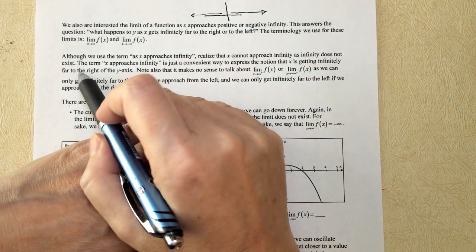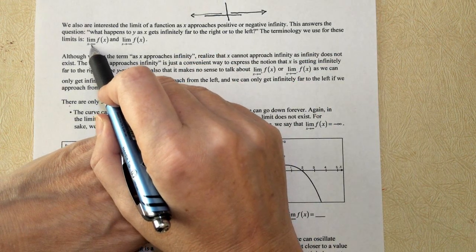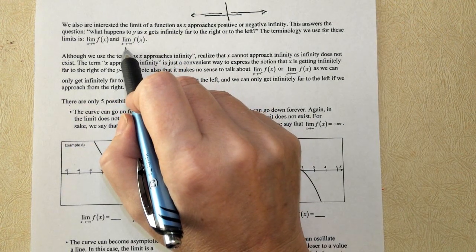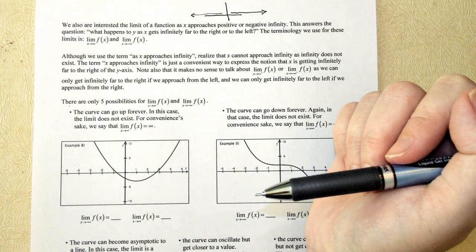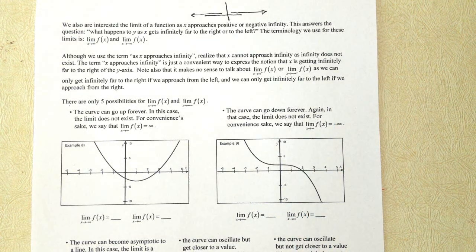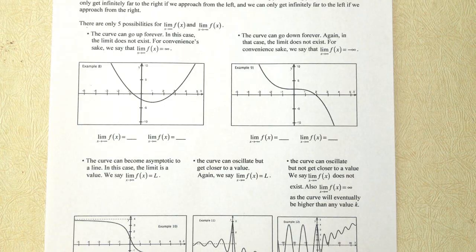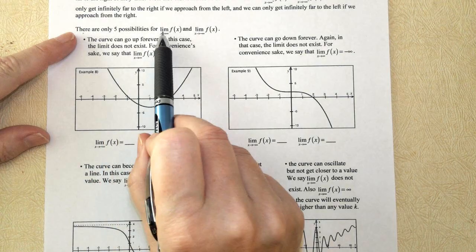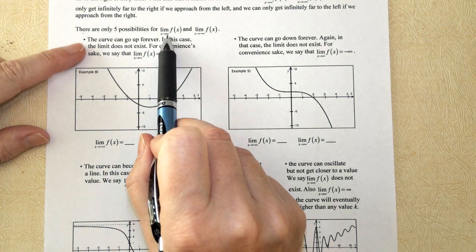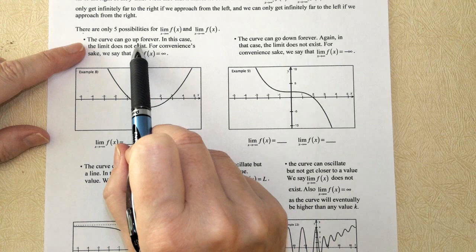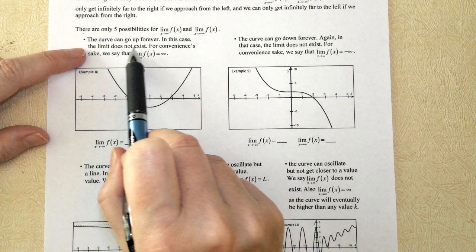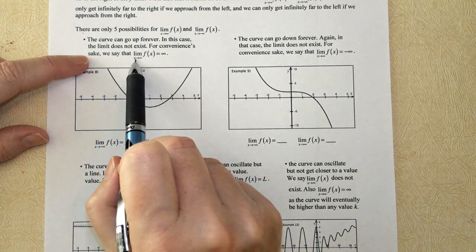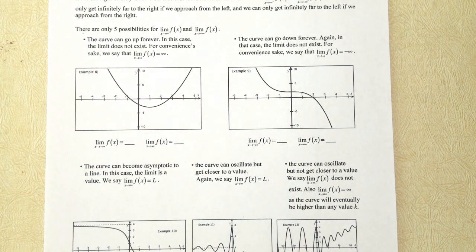For these terminologies, we're going to use this: the limit as x approaches infinity of f of x, or the limit as x goes to negative infinity. Okay? So let's talk about these examples. There are only 5 possibilities of what could happen when we're going to the right or left to infinity. The curve can go up forever. In this case, the limit does not exist. For convenience's sake, we say that the limit as x goes to infinity is infinity.